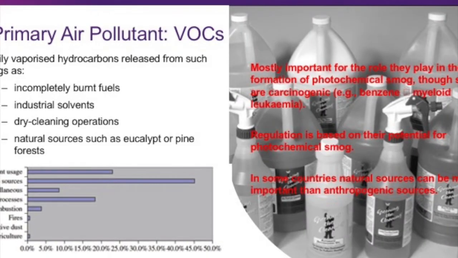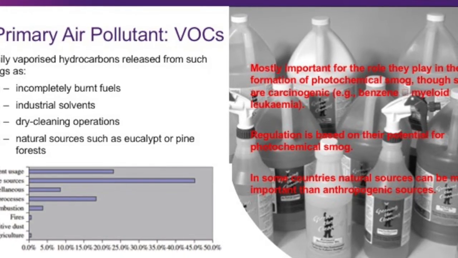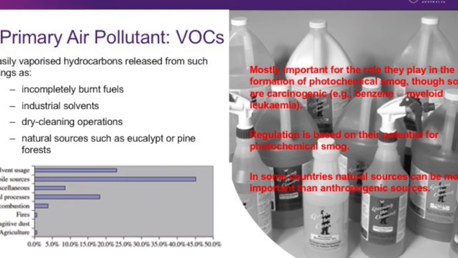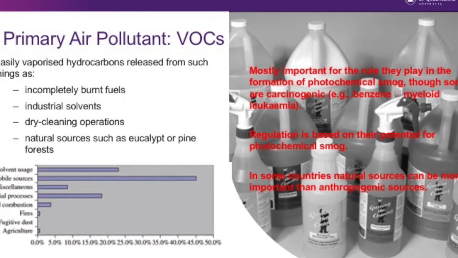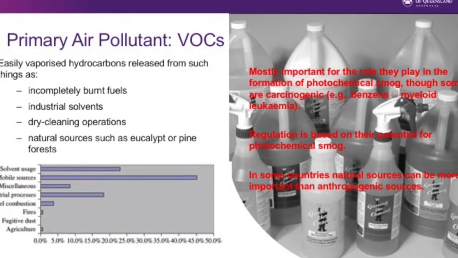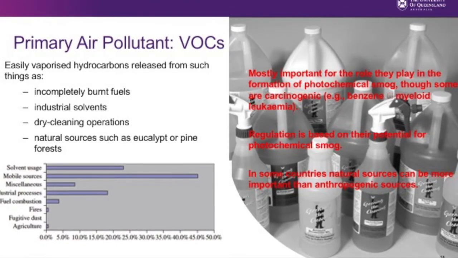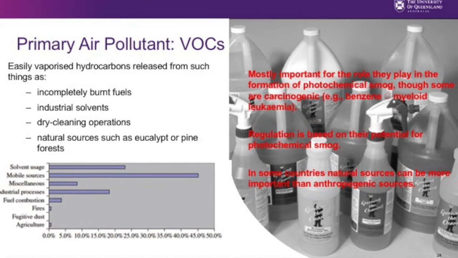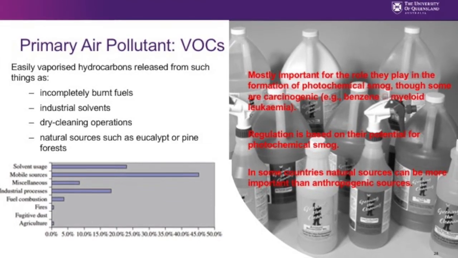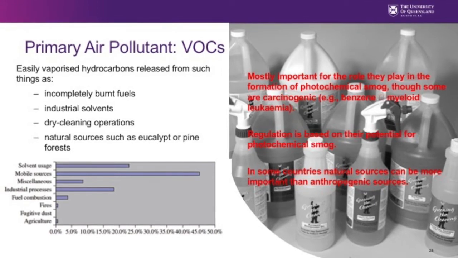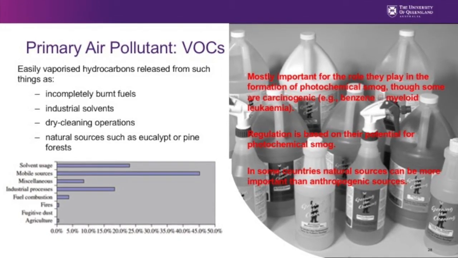Another primary pollutant is volatile organic compounds. These volatile organic compounds can be gasoline, benzene, and also some products that we use in our households for cleaning operations, right? These are very important because they play a key role in the creation of photochemical smoke. Therefore, regulation is based on the potential of photochemical smoke.